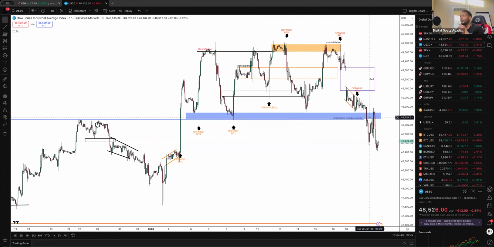So let's just say for this context, opening bell on January 16th was basically our point A. We're expecting the market to go down, but in between that, until we get to point B, the market can do whatever. You know what I'm saying? So this is our point A.